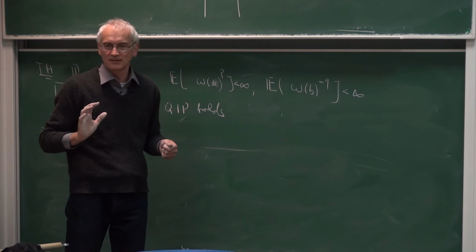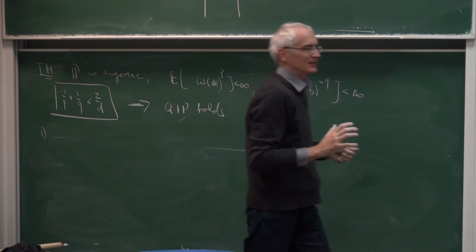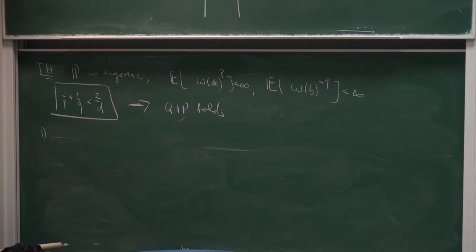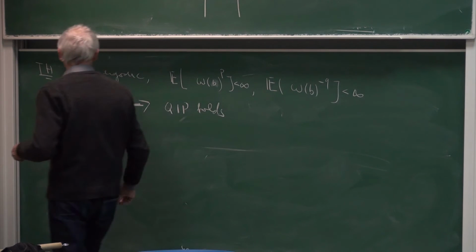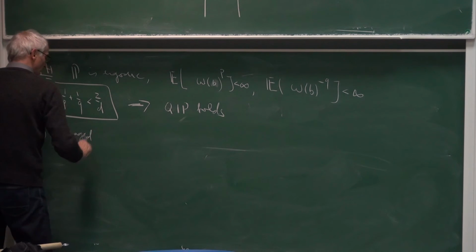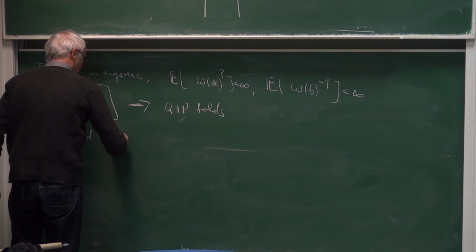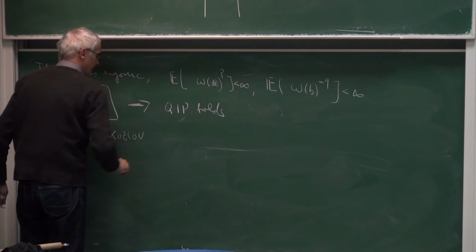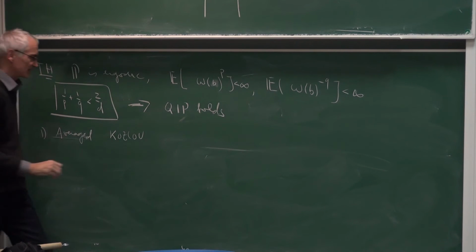This is quenched. Now, sometimes experimentalists don't cook up one medium, but they repeat. They make one medium today, a second medium tomorrow, and so on. And then they take the average over the media. So the first result in this business in the averaged sense was obtained by Kozlov, already in the 80s, and by Kipnis and Varadhan.